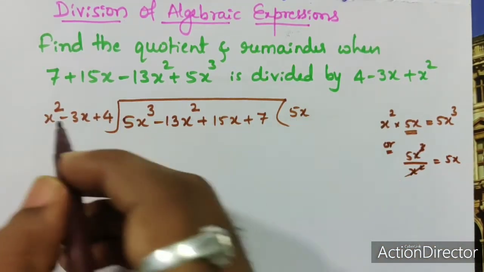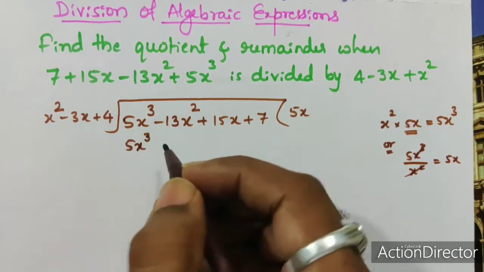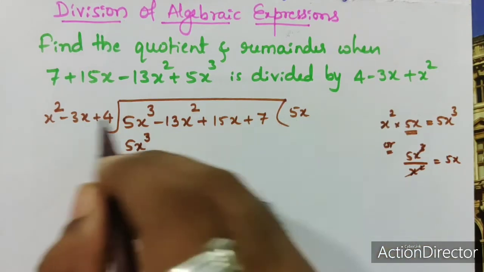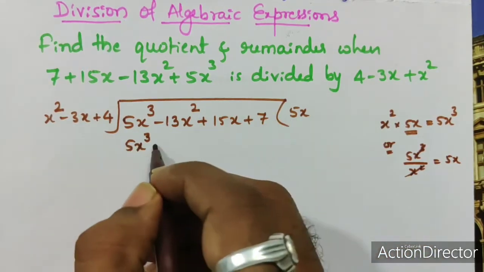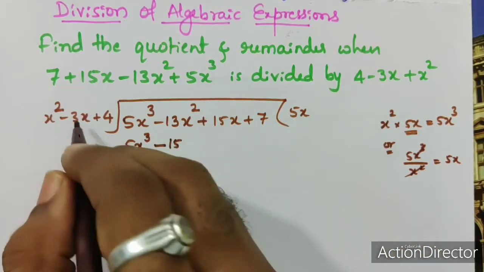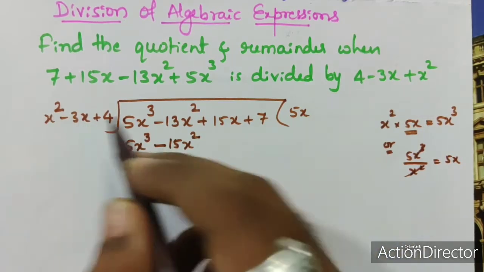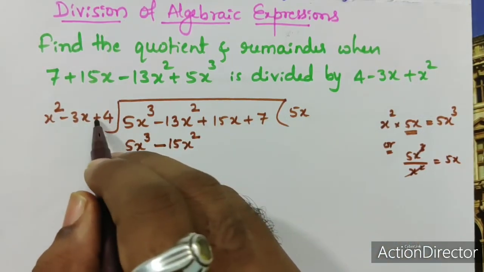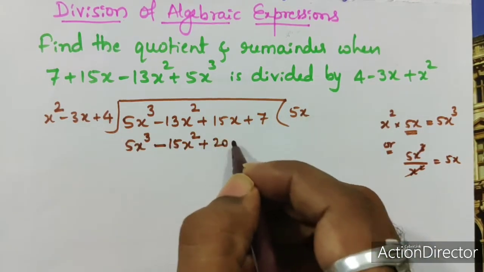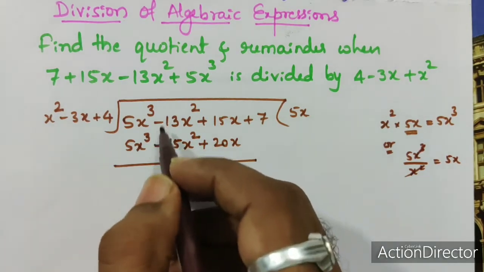So first 5x into x square will be 5x cube. Then minus 3x into plus 5x: first minus into plus is minus, then 3 into 5 is 15, x into x is x square. So the second term is multiplied. The last term is also plus, as 4 fives are 20x. So after this step we have to subtract.